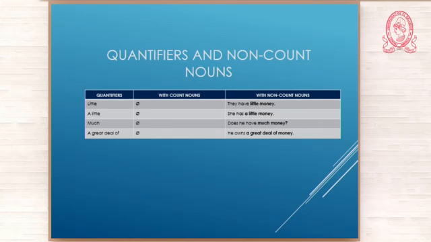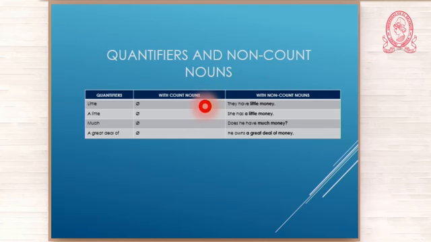Remember another name for non-count? Yes, mass nouns. Okay, but let us see the group of quantifiers: little, a little, much, and a great deal of. Is it possible to combine this group of quantifiers with count nouns? The answer is no. You can combine them only with non-count nouns. Let us see the examples.